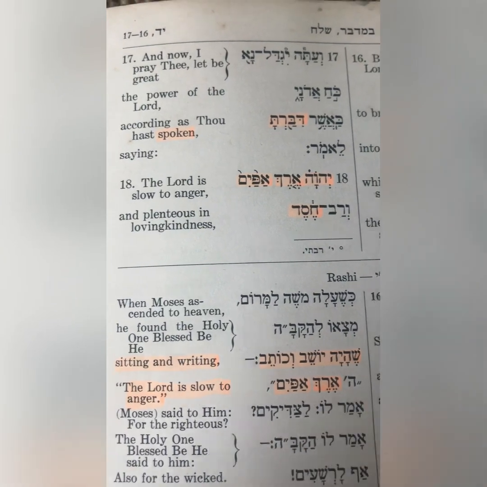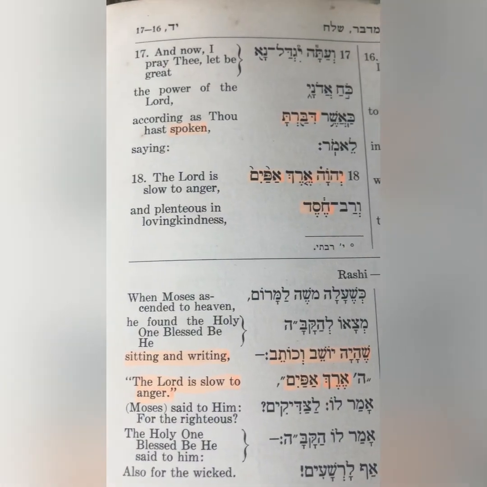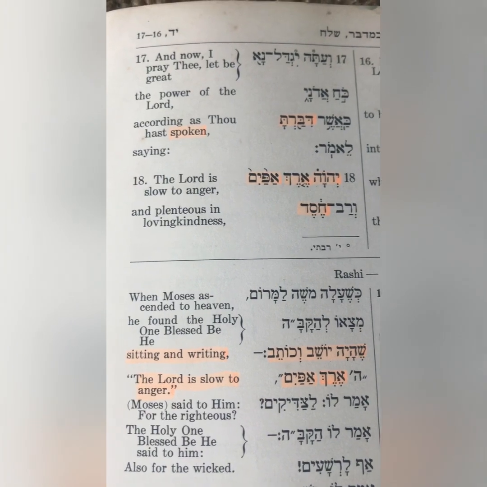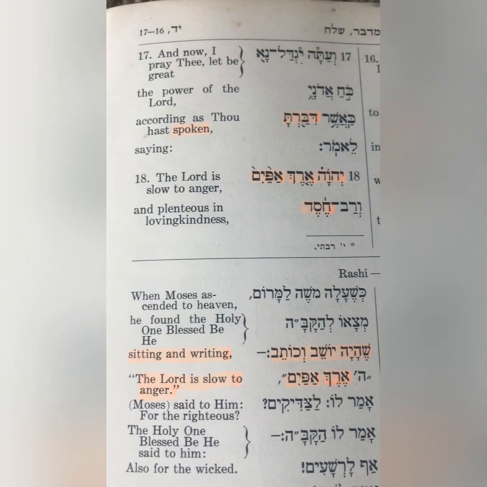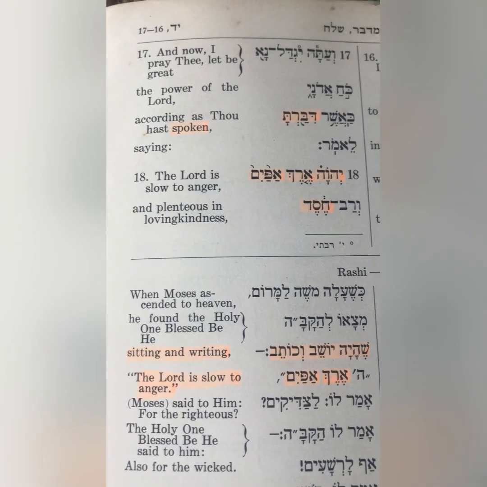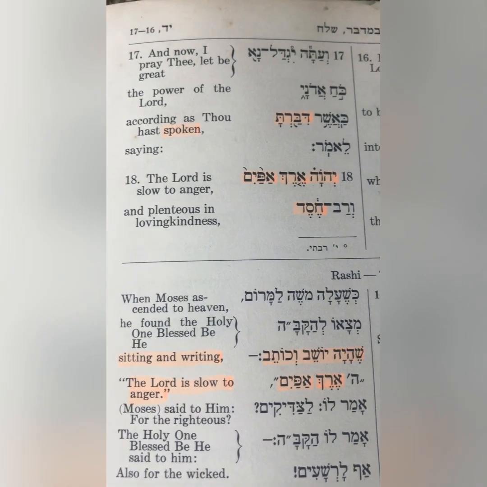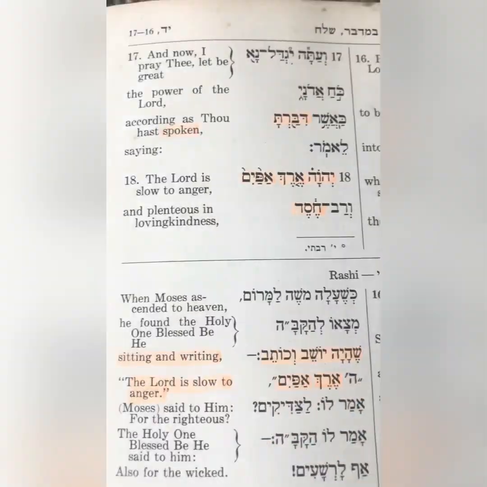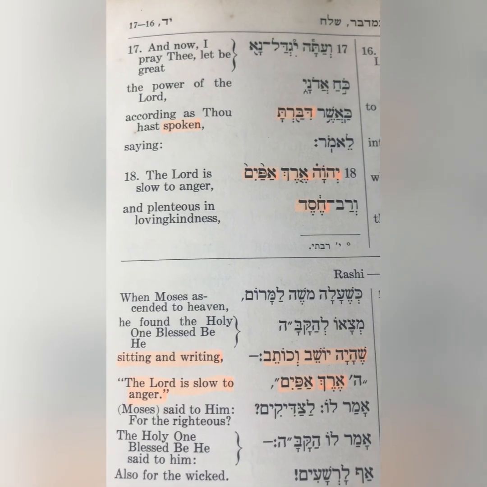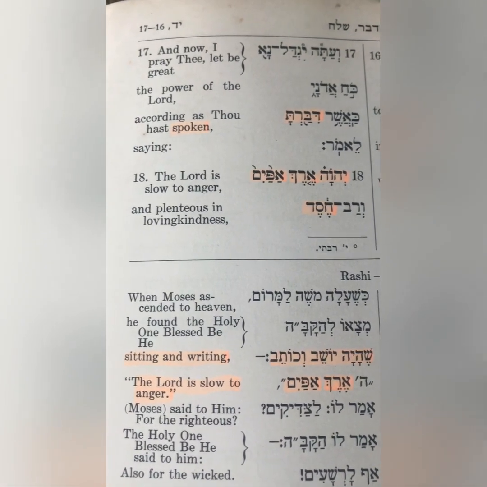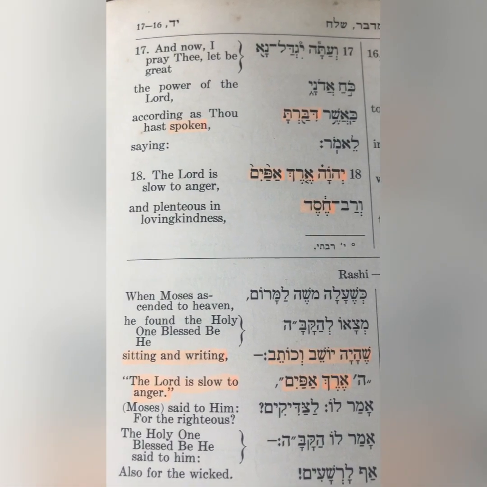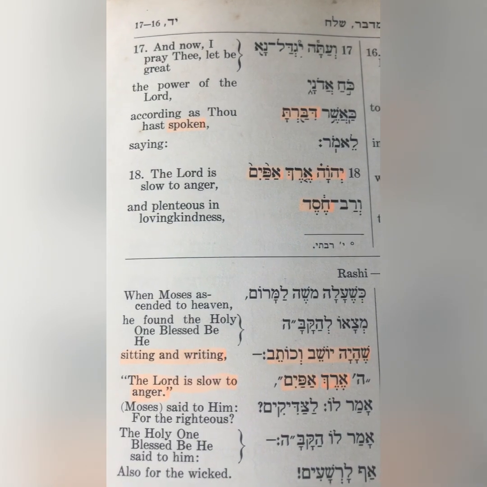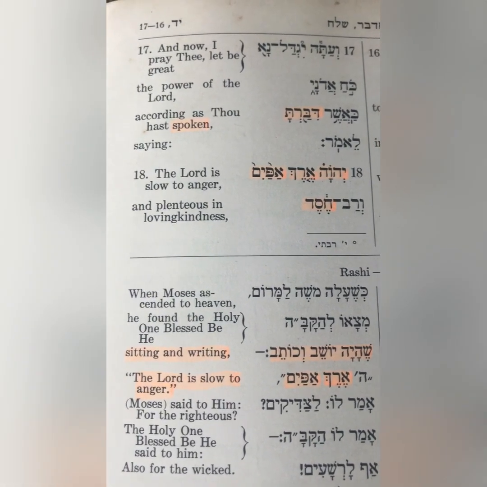So it says here, and plenteous in loving kindness. And we see chesed is associated to Arich Anpin, which has also been demonstrated earlier in my videos in the 5 gates. Now, what's important to understand about Arich Anpin is we have some seals that are hidden within the context of its name.